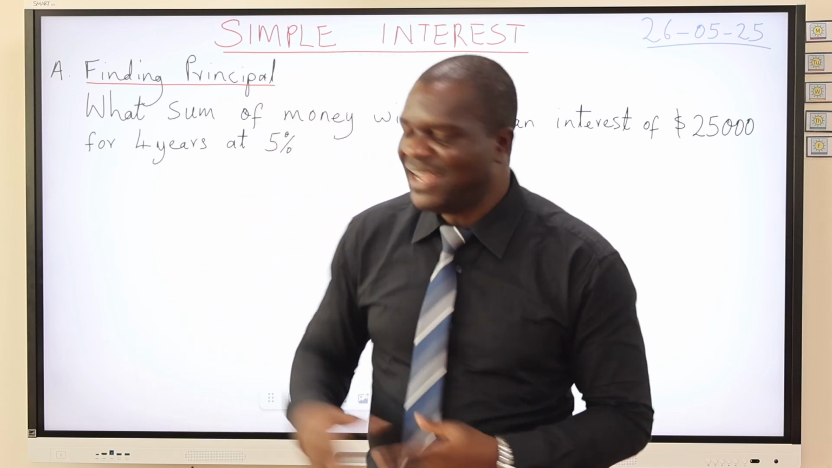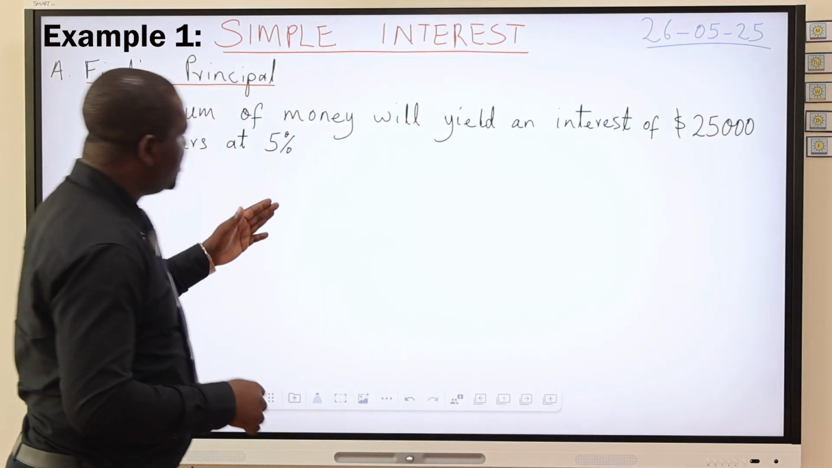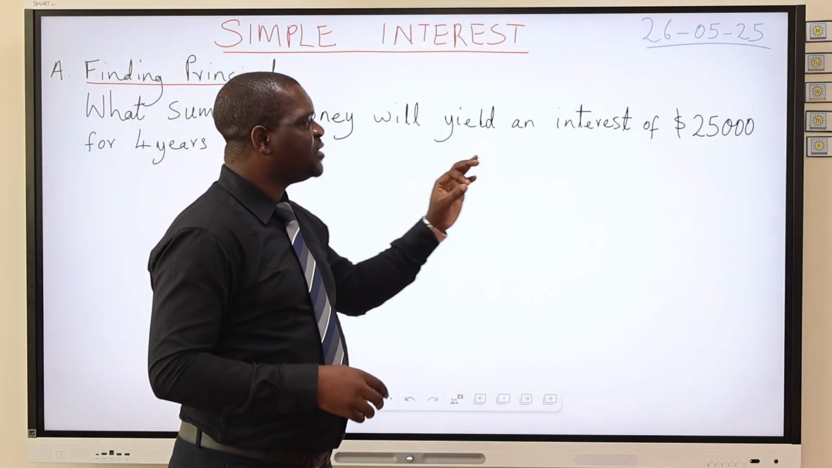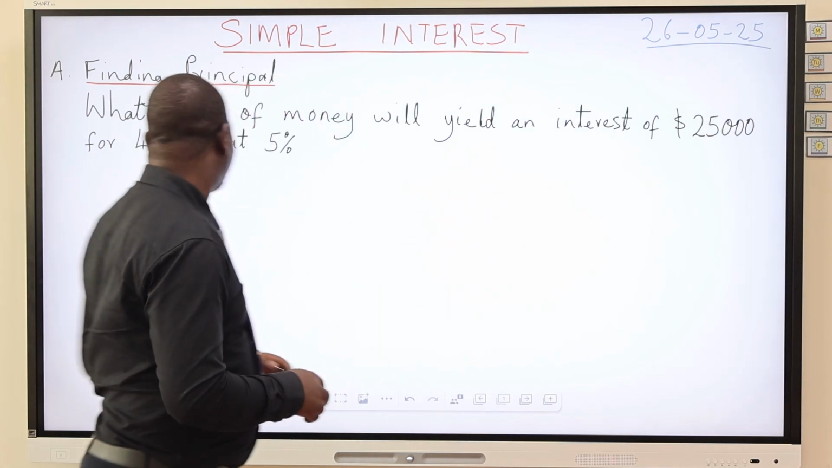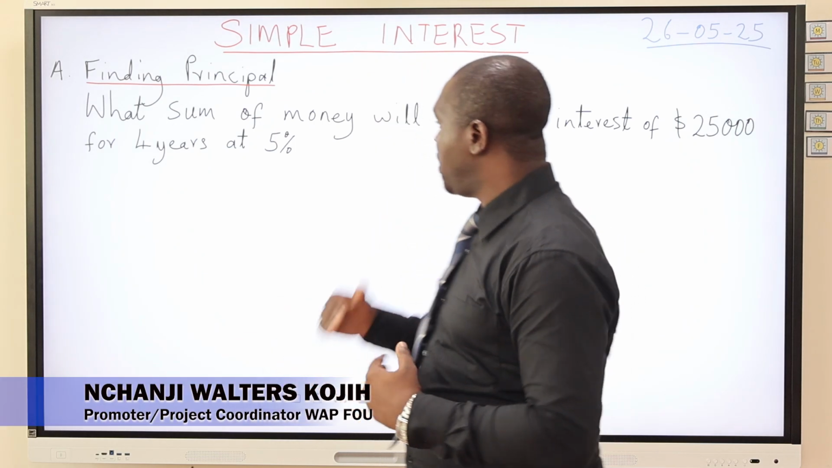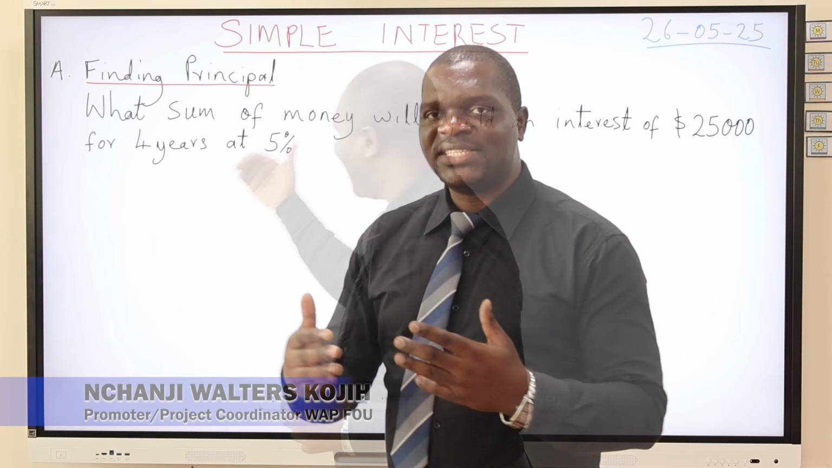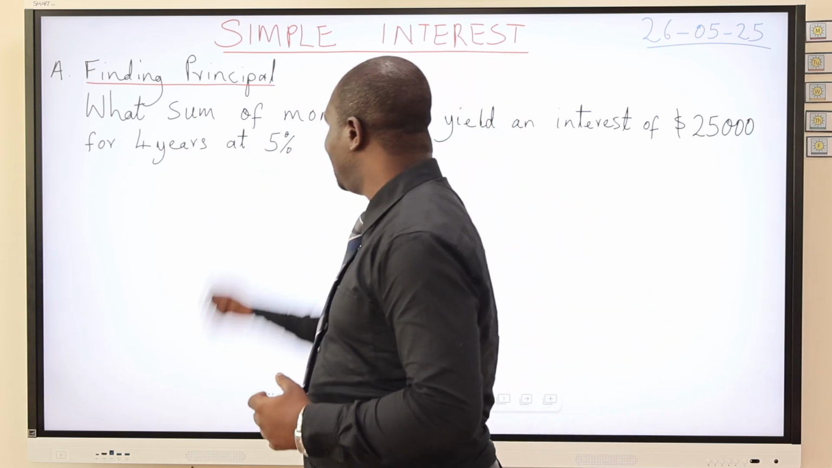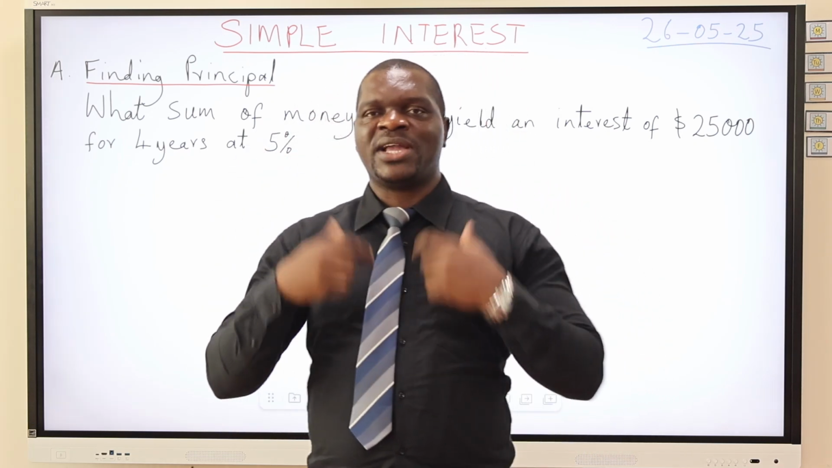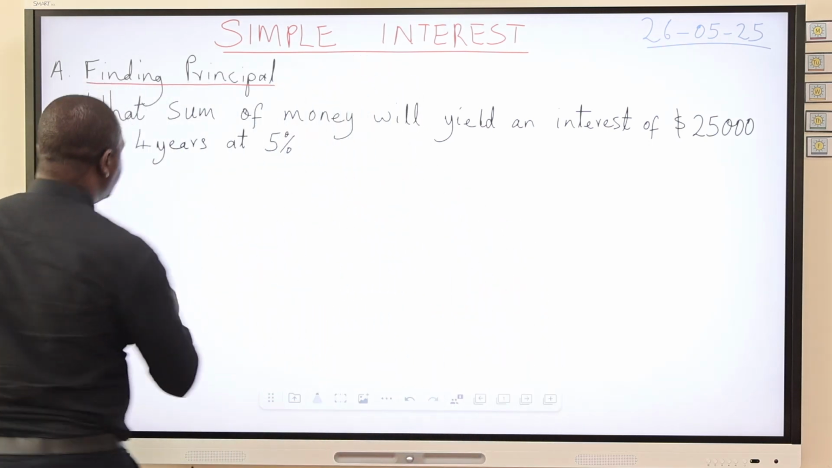And to do that better, we have our example on the board, and it reads, what sum of money will yield an interest of $25,000 for 4 years at 5%. This simply means we are going to start from what we know. And starting from what we know is we identify the information given in this question. From there, we can easily calculate the principal. So let's go ahead and solve this out.